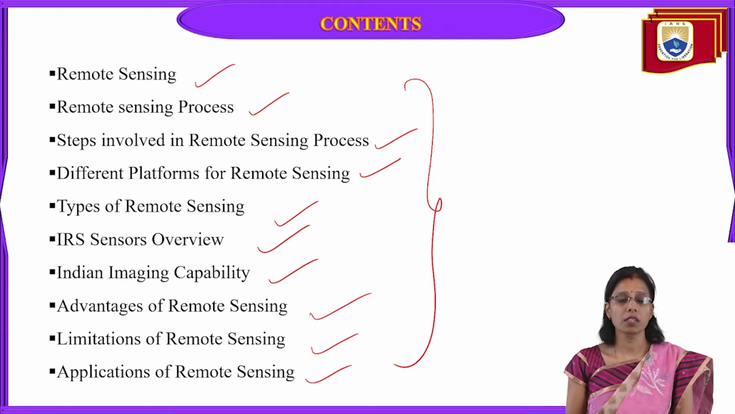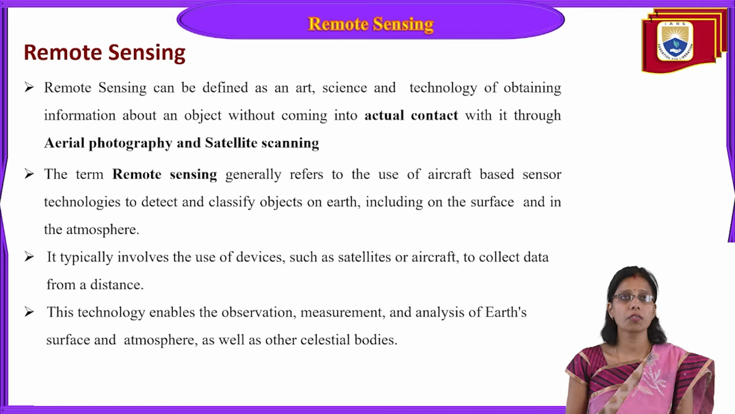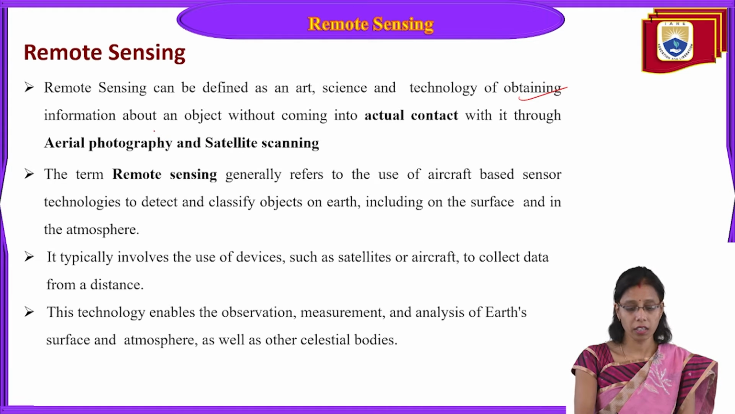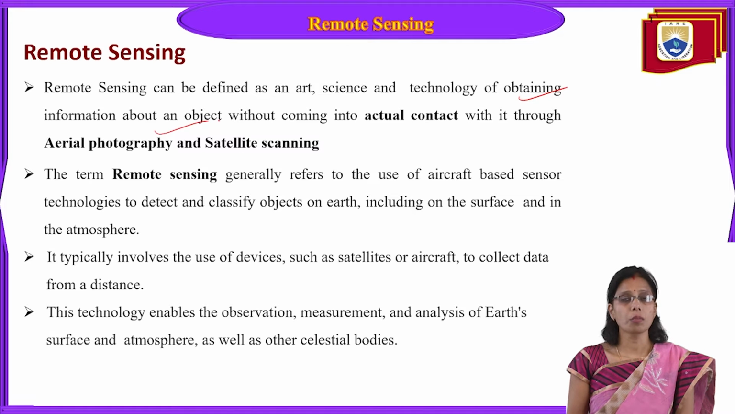Basically remote sensing means we use a sensor which is fitted remotely. Remote means just a distance. From a distance the sensor will be fitted, and from there it will capture the information without touching the object on the ground. So if we go through the definition, remote sensing can be defined as an art, a science, a technology of obtaining information about an object without coming into actual contact with it, through aerial photography and satellite scanning.